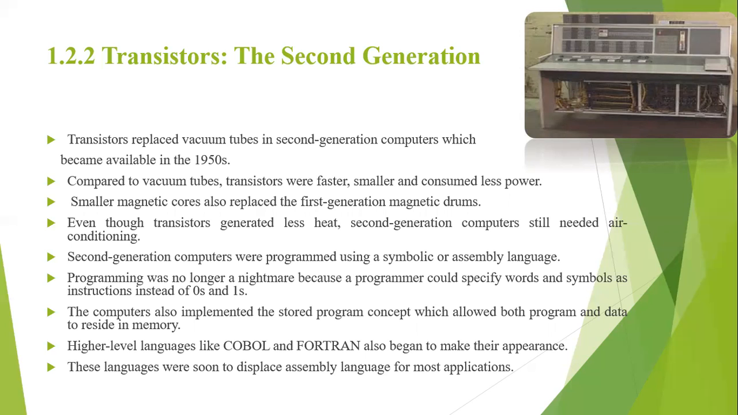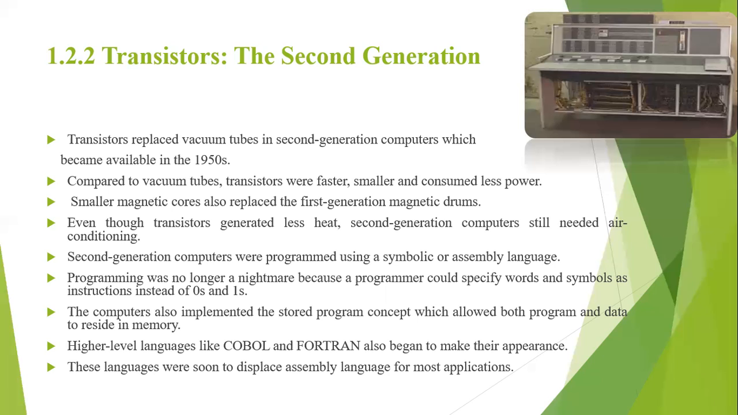Compared to vacuum tubes, transistors were faster and definitely smaller. And as far as power consumption is concerned, transistors consumed very little power. Small magnetic cores also replaced the first generation drums. Because of these factors, the size reduced. Even though transistors generated less heat, second generation computers still needed air conditioning.